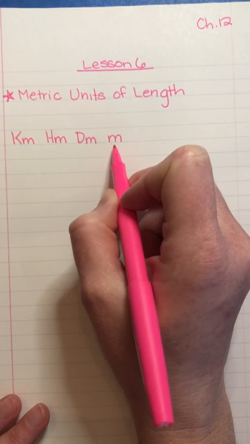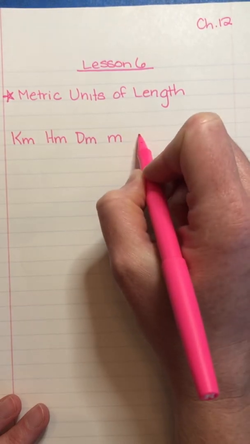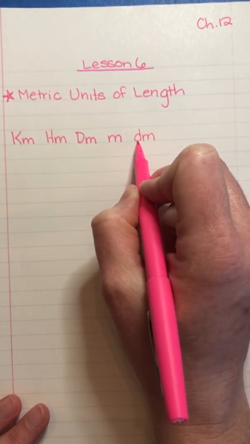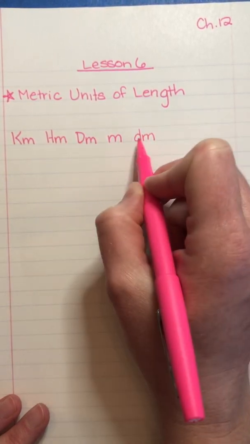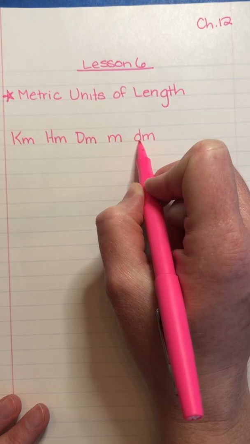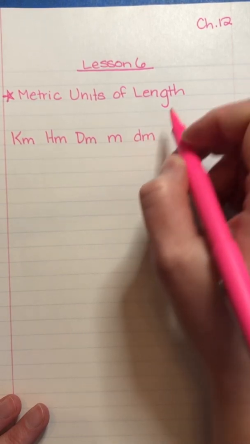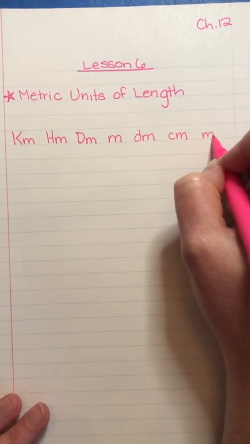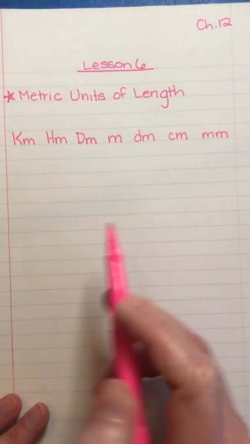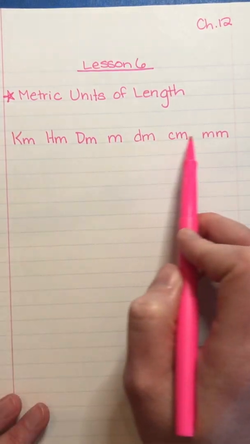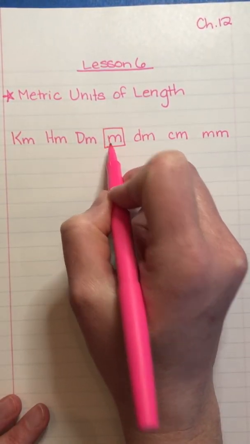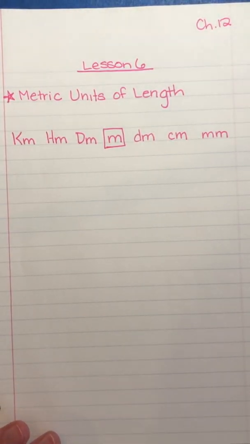So after your unit of meter, we've got a decimeter, and notice the first letter is lowercase now instead of capital. The lowercase is going to show that it's less than 1. So you've got decimeter, then centimeter, and millimeter. Okay, so largest down to the smallest. And this right here is your basic unit, your meter unit.